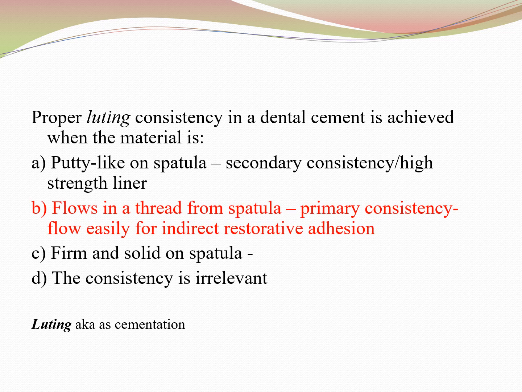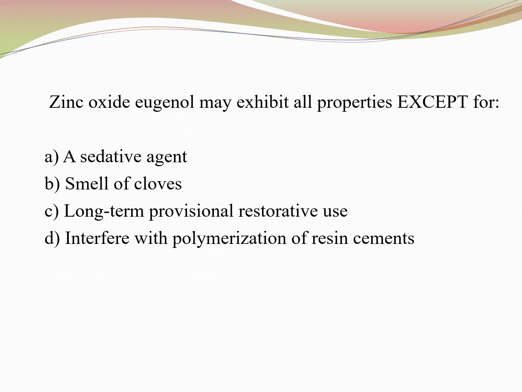It's going to flow in a thread-like primary consistency. Remember, it's going to be honey-like. If it is putty-like, it's not going to really work for a cement. That's going to be more if we're using it for a secondary restoration. If it's firm and solid on the spatula, that means it's already set up, so we're not going to put our cement on with that. So really the consistency does matter. And again, luting means we're going to cement something on there.